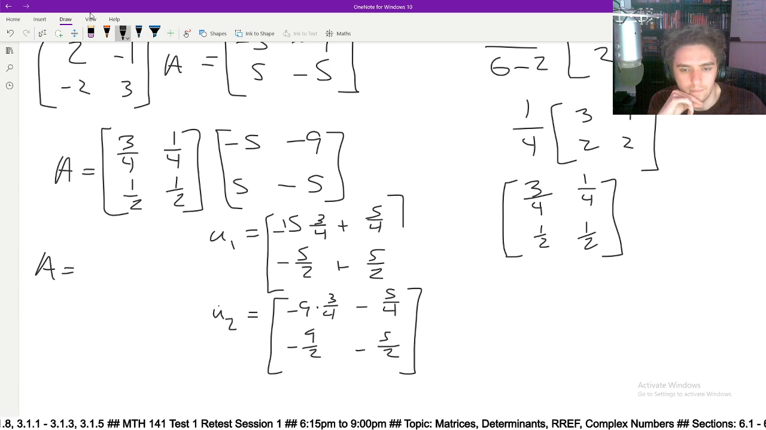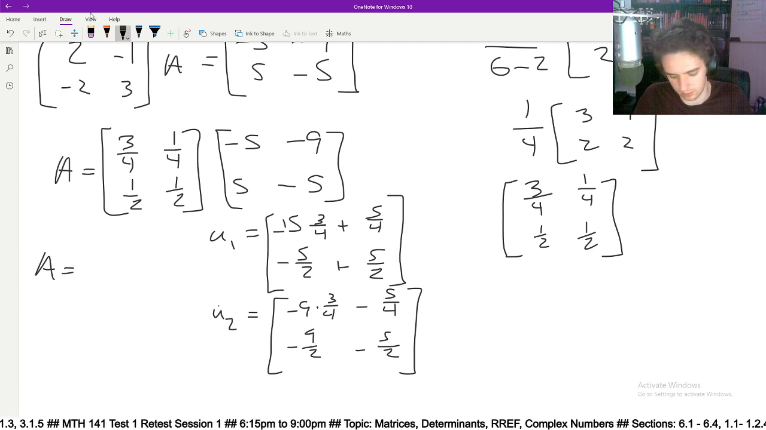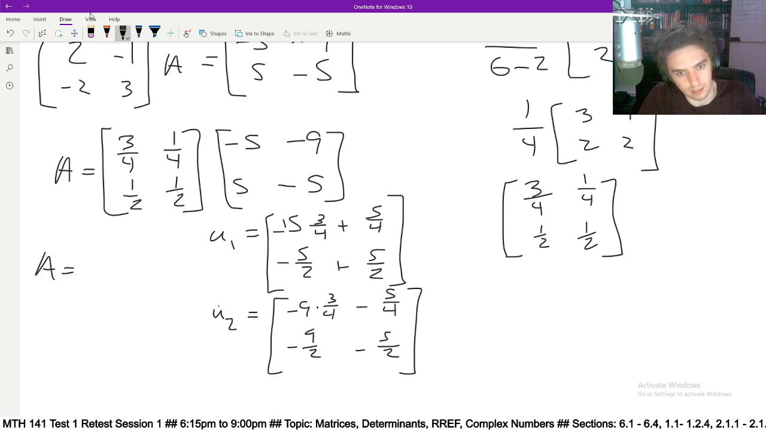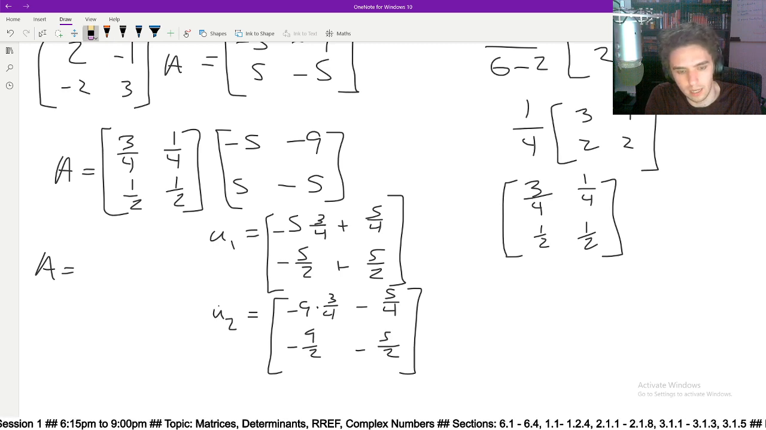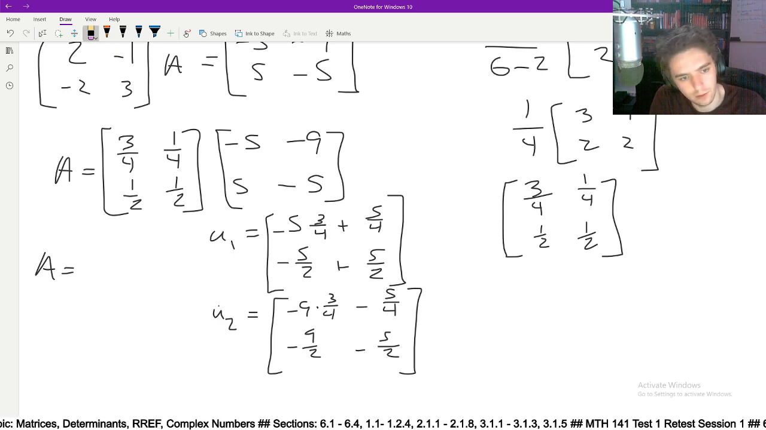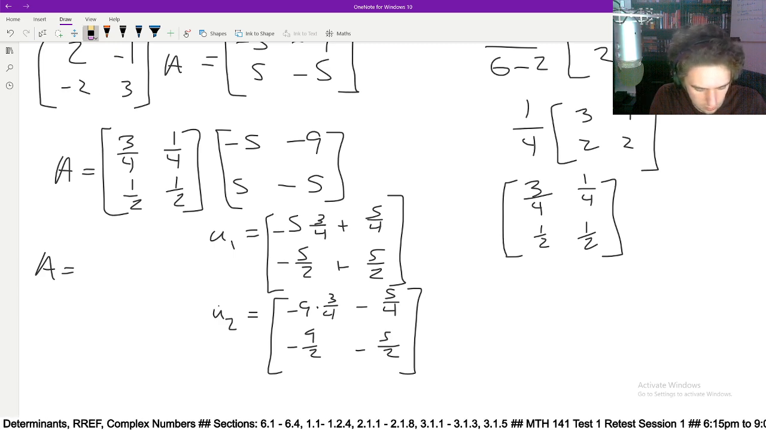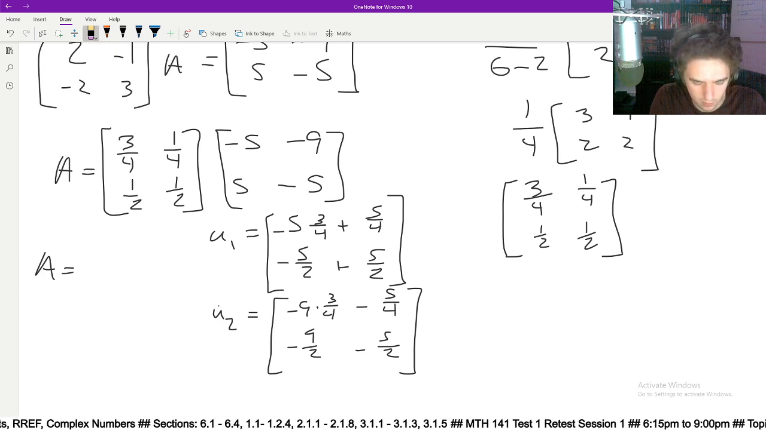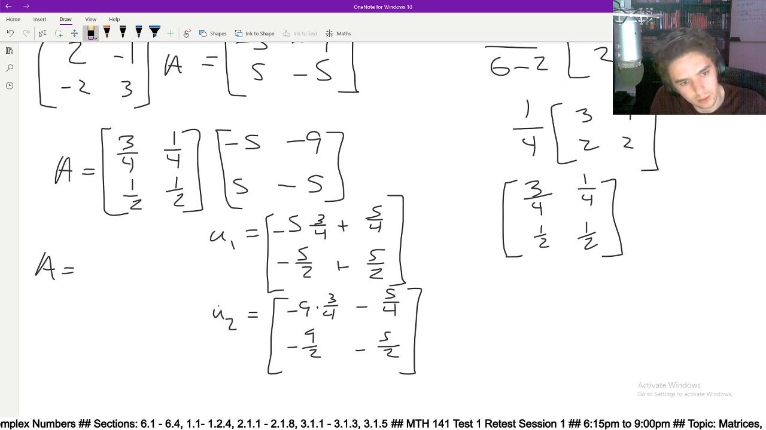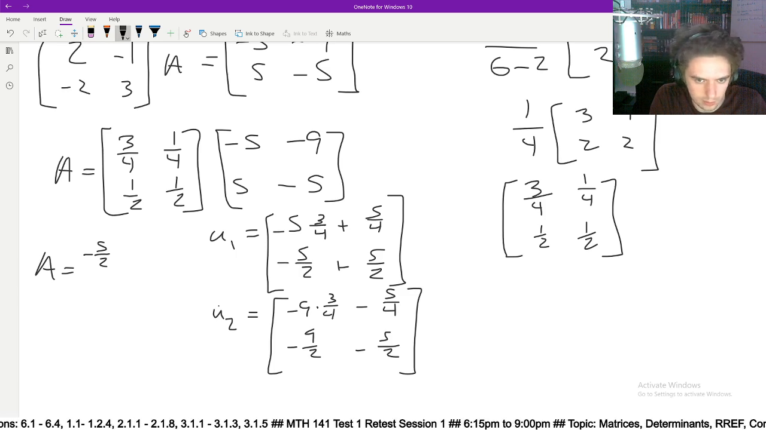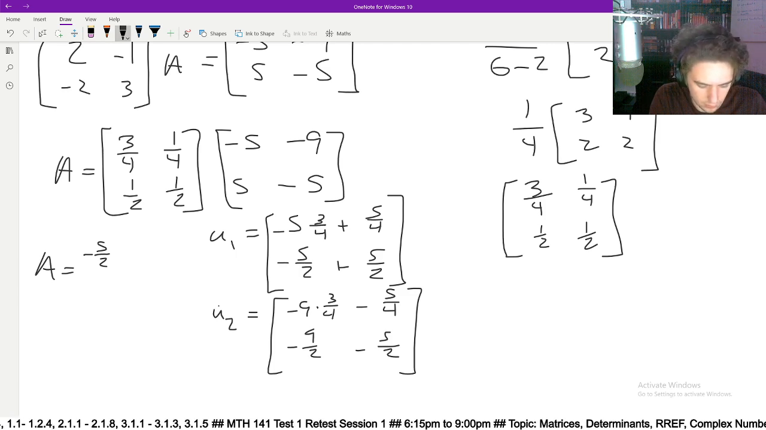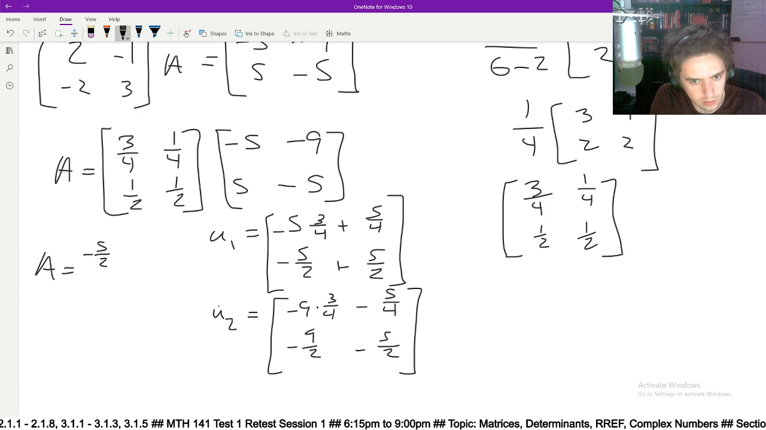Right there. And that's the two answers. So let's just punch that in. That's not 15, that's just a minus 5. So minus 5 times 3/4. Negative 15/4. Nope, plus 5/4. So negative 5/2. Negative 5/2 plus 5/2 is 0.